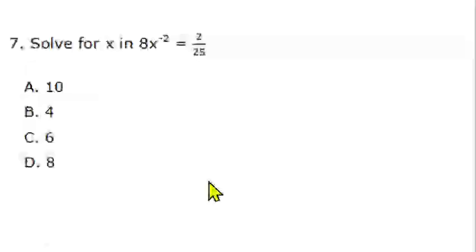Question number 7 is from indices. You have to solve for X from the equation given to us. We have 8 x raised to power minus 2 equals 2 over 25.